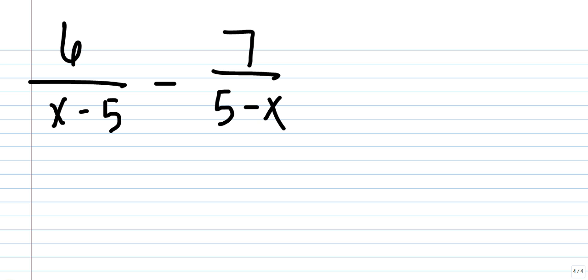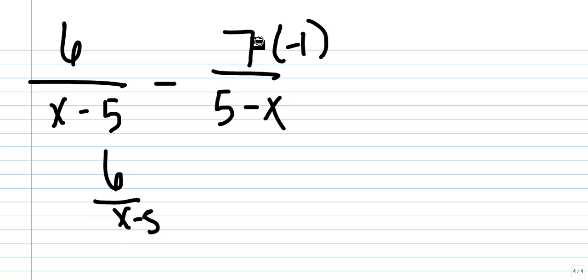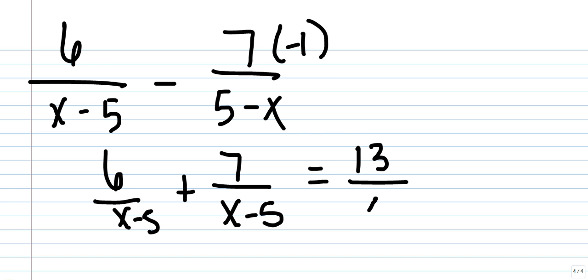Last but not least, I have this one here. Now remember I told you how these were off by opposites, by -1? So if I multiply this times -1, I'm able to change my sign. So I have 6 over x minus 5. -7 times -1 is now a positive 7 over x minus 5. When you bring the -1 out, that's the same thing. Remember I said they're off by -1 in my simplifying rational expressions video. So that is enabling you to change your signs like we did here. And now you can add these. So 6 plus 7 is 13 over x minus 5.